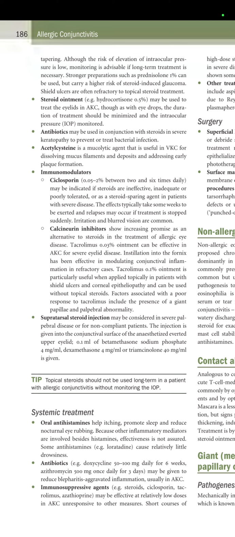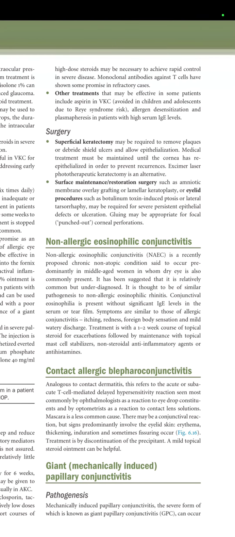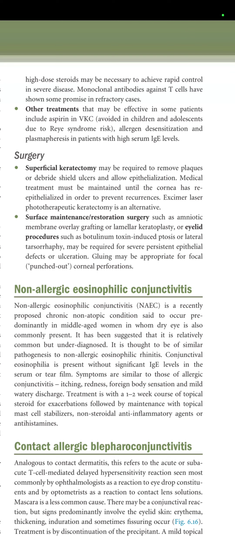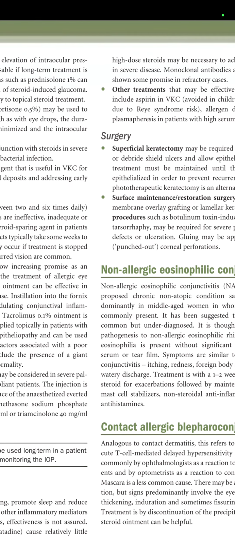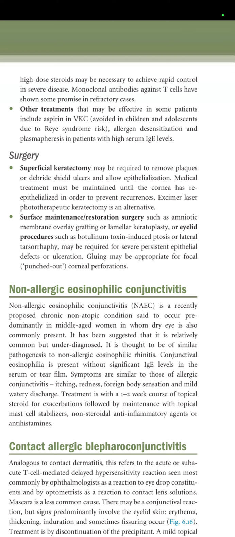Immunosuppressive agents, for example, steroid, cyclosporin, tacrolimus, azathioprine may be effective at relatively low doses in AKC that is responsive to other measures. Short courses of high dose steroid may be necessary to achieve rapid control in severe disease. Monoclonal antibodies against T cells have shown some promise in refractory cases. So basically, AKC is a refractory disease and usually does not respond well to the steroid. So one can give the oral immune modulators with GP consultations.